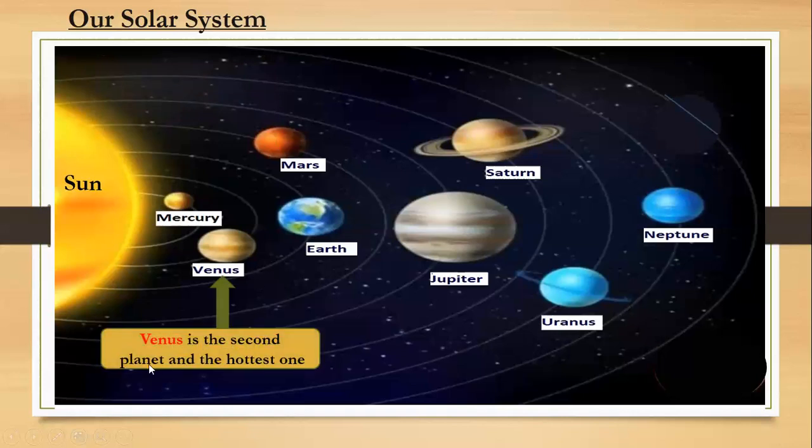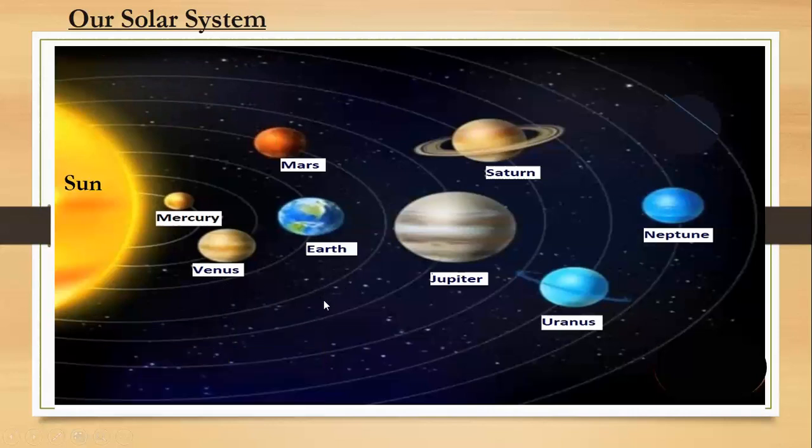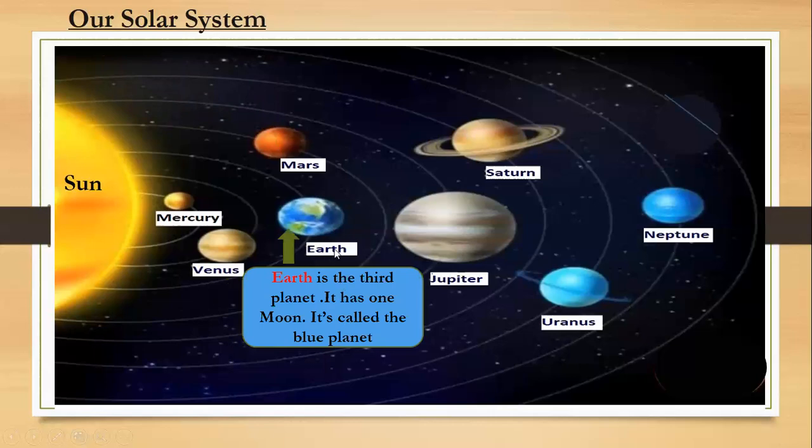Venus is the second planet and the hottest one. Venus is the second planet and the hottest one. So this is Venus. The third planet is Earth.